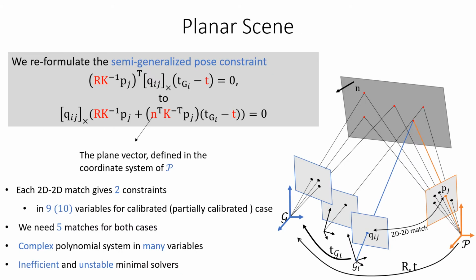In our case, the point matches come from a planar scene. So this allows us to reformulate the semi-generalized pose constraint that we saw earlier, such that each 2D to 2D point match now gives us 2 linearly independent constraints in 9 variables for the calibrated case and 10 variables for the partially calibrated case. This means that we would need 5 point matches for both the cases. We must note that this reformulation has been enabled by our parameterization of the plane vector in the coordinate system of the pinhole camera P. However, this still is a complex system and it would require evaluating large impractical minimal solvers.